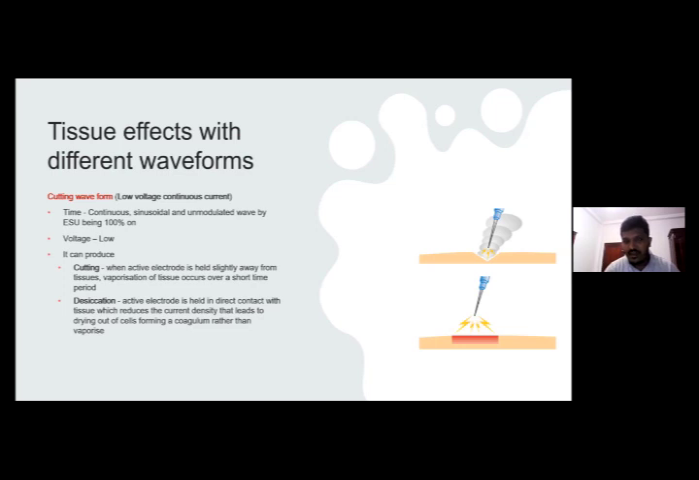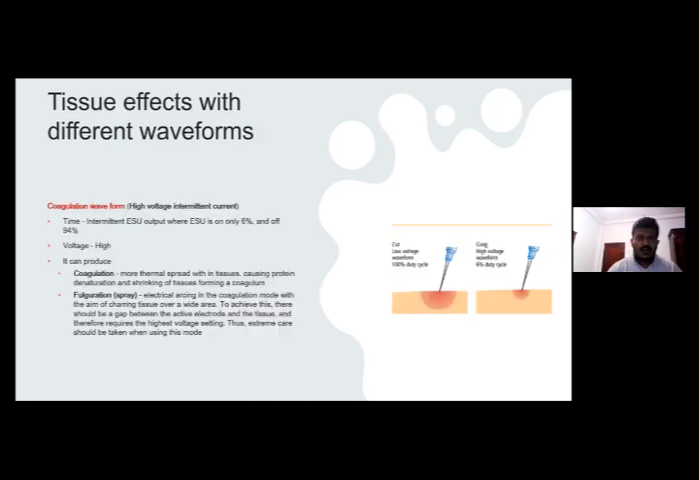And if we keep it touching the tissue, that will cause drying out of the cells and forming coagulum, rather than vaporization, and that will be associated with cutting as well as some form of coagulation. In the coagulation settings, we use high voltage with intermittent current. The machine only works about 6% of the time, and by using that we can produce either coagulation or fulguration or spray mode.